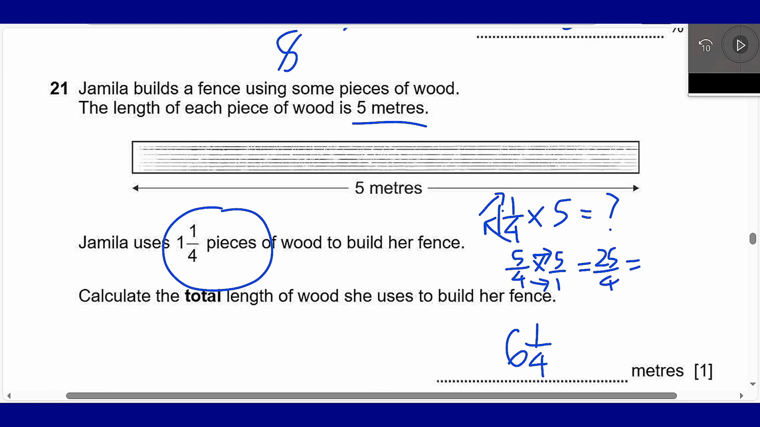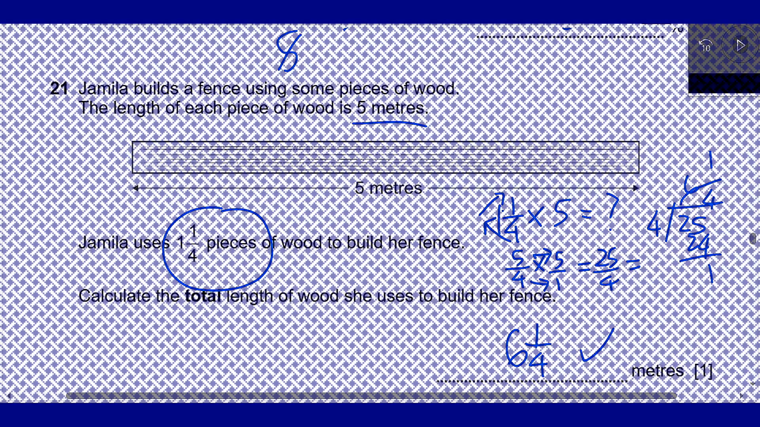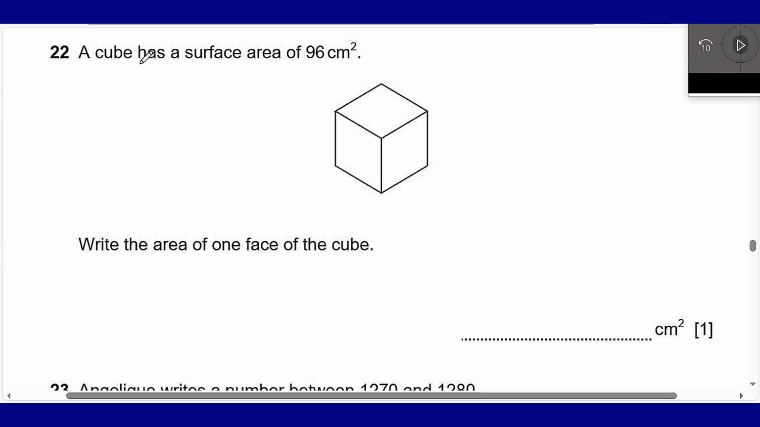25/4 is the same as 6 1/4. Okay, so that's how we got the answer. Let's move on. Well, next is 22. A cube has a surface area of 96 square centimeters. Write the area of one face of the cube.